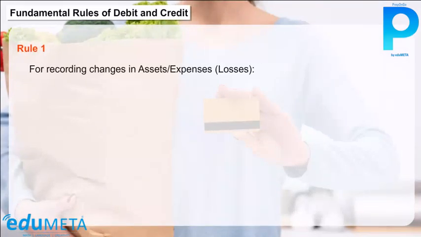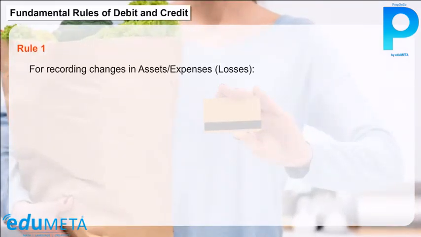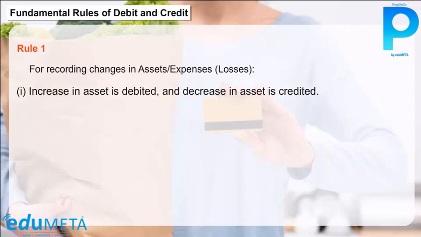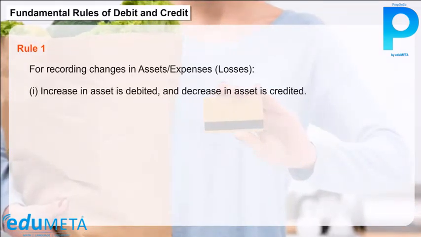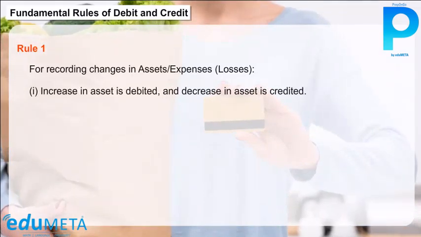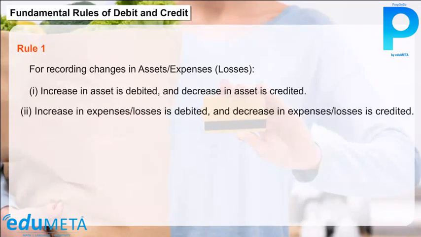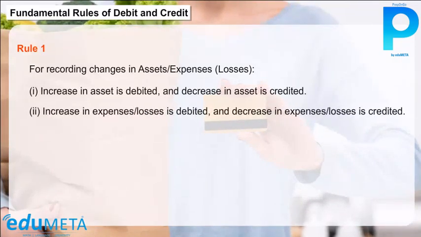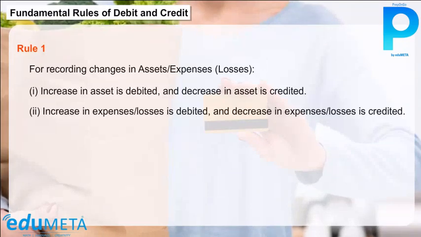For recording changes in assets or expenses or losses, 1. Increase in asset is debited and decrease in asset is credited. 2. Increase in expenses or losses is debited and decrease in expenses or losses is credited.